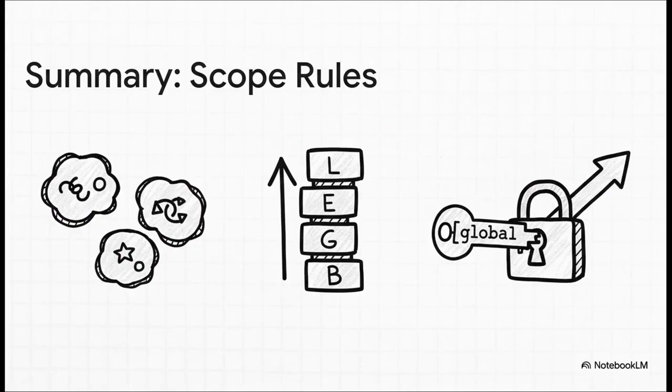So let's recap scope. Variables live in different namespaces. Python finds them using that LEGB rule: local, enclosing, global, built-in. And if you really need to, the global keyword lets you break out of that local scope.